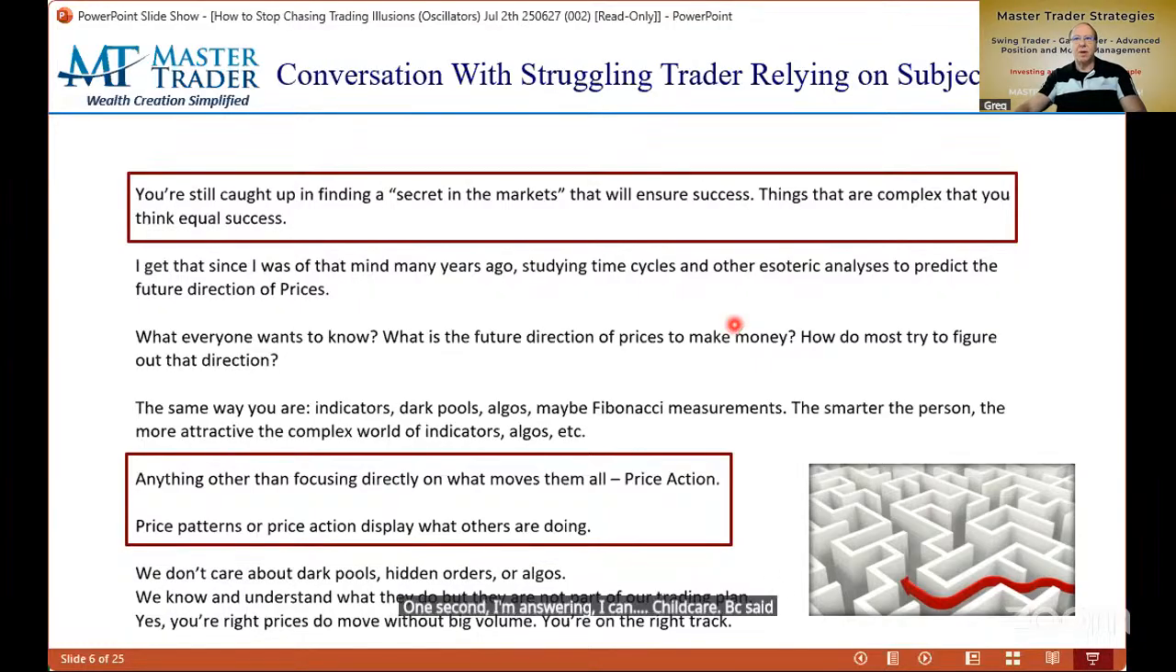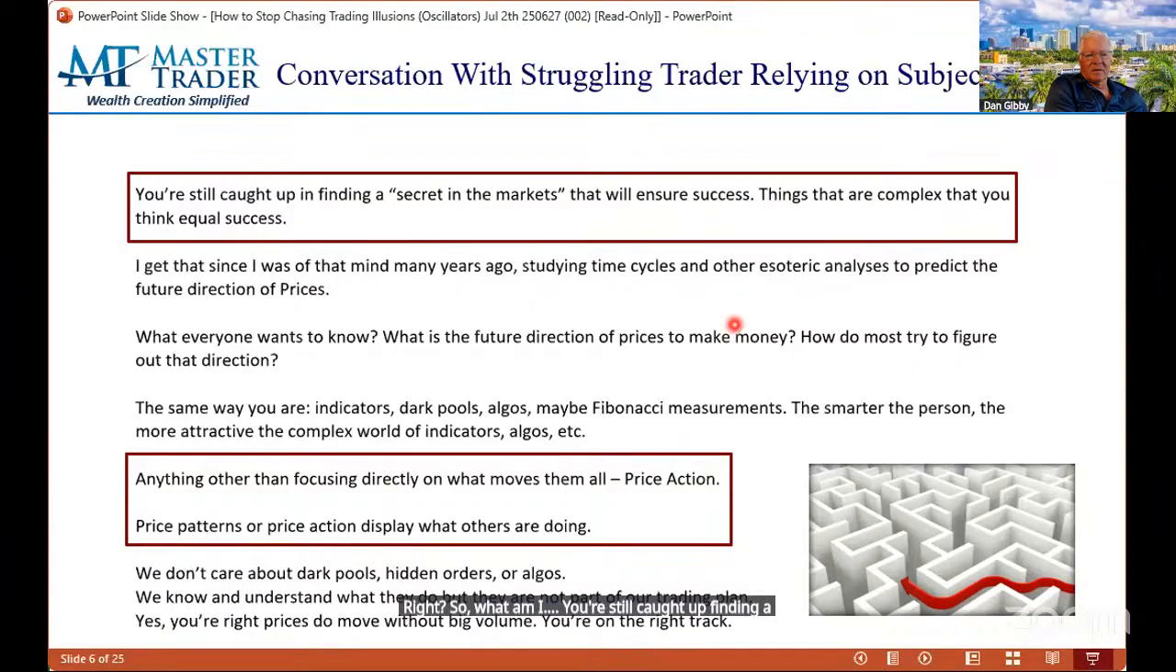BC said bar by bar is only for short term. No, it's not. However, you could use it on a 1 minute chart, but it would be foolish to do that unless you got a bias from a higher time frame. So multiple time frame analysis is a key point. It's a big deal. Many get gravitated toward smaller time frames and get chopped to death. And bar by bar analysis could make you crazy on a short term basis if you weren't utilizing it with a bias from a higher time frame. But it's a whole other subject, right? You're still caught up finding a secret in the markets. Okay, that was my response.